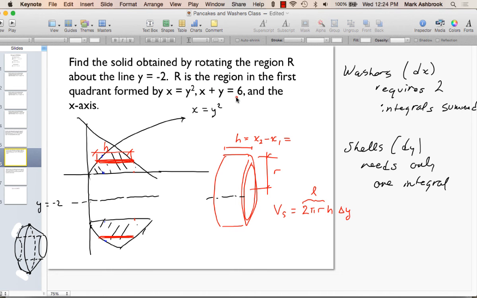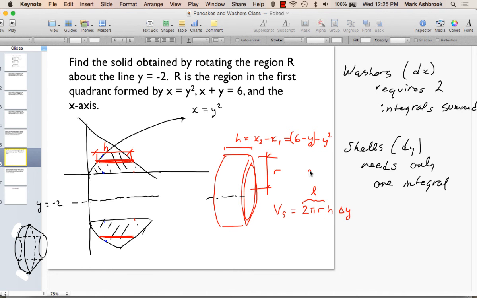So you say 6 minus y? Yeah, 6 minus y. That's our x2, the x coordinate here. And then x1 is y squared. So there's your height: 6 minus y, quantity, minus y squared. That's the height of all the shells.